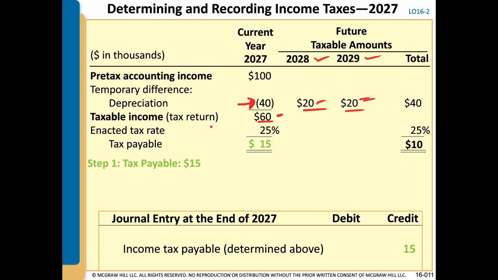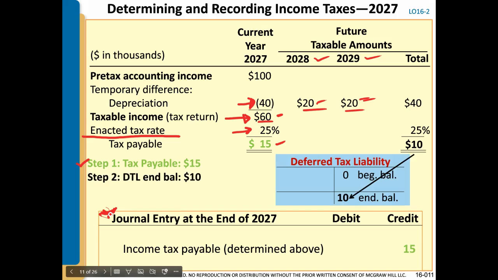Now, what we are going to do is we're going to tax affect our current, we're going to calculate our current payable first. Our step one is calculating our current income tax payable, which is our taxable income multiplied by our enacted tax rate, which we'll get to in a different video as well, gives us our tax payable of $15, okay? So we're going to credit income tax payable on our journal entry right here.